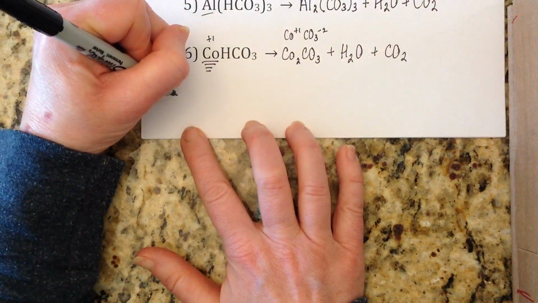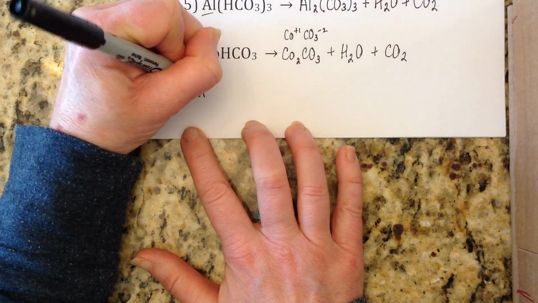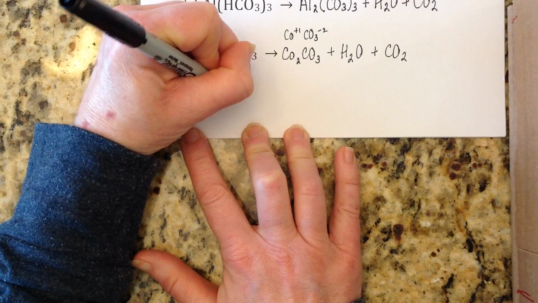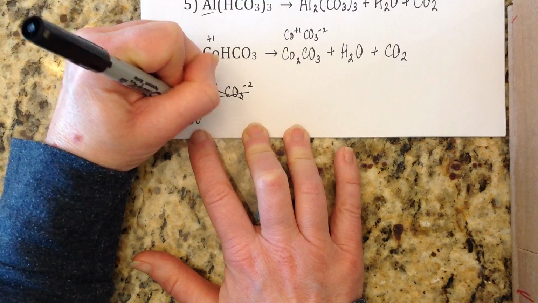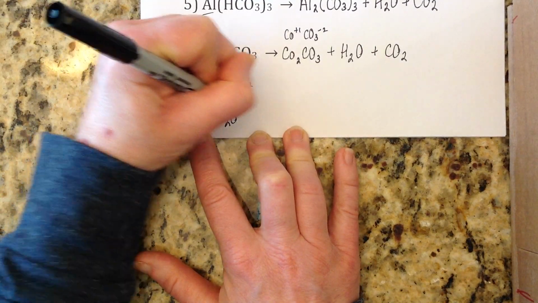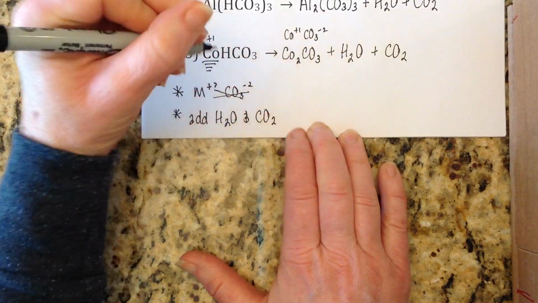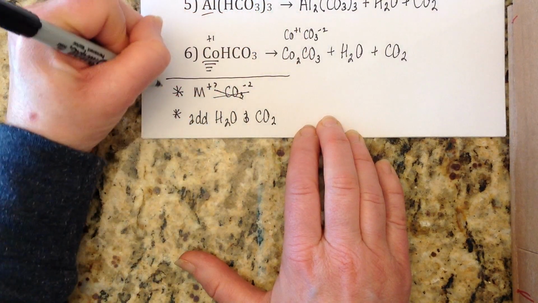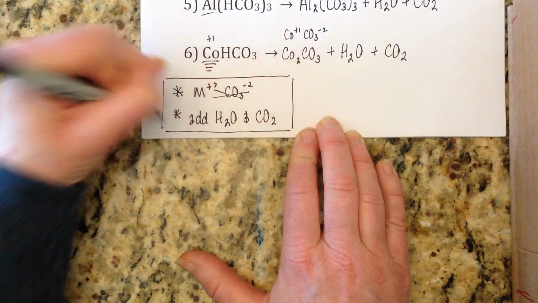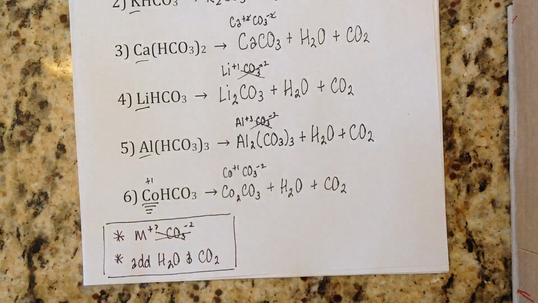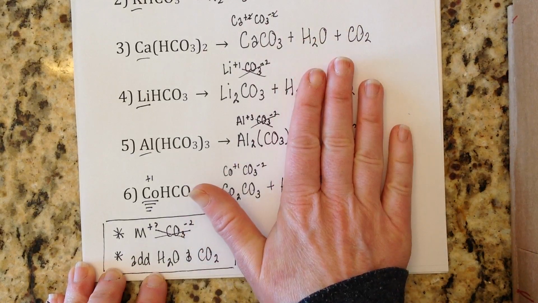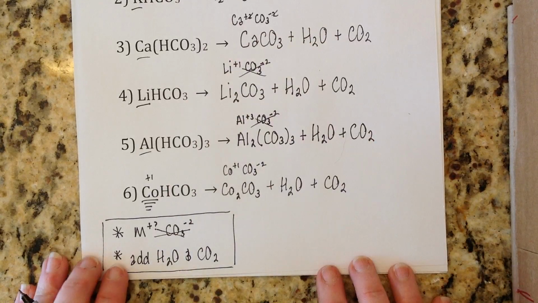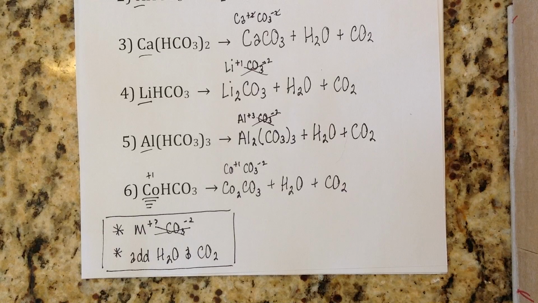So if you wanted to summarize this one down at the bottom, basically the first thing you do is you crisscross your metal with carbonate, and then you add H2O and CO2. And honestly, it does not matter the order that you add the H2O and the CO2. You could easily put CO2 plus H2O. This order does not matter, but you know, just kind of in the habit of doing things the same way. But if you see them switched, that is not a problem.